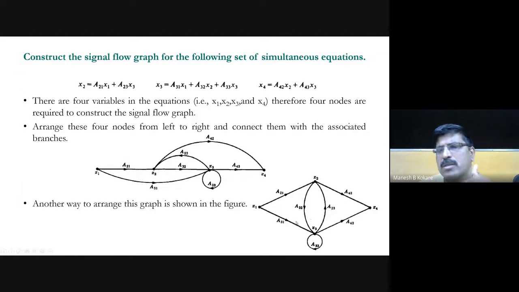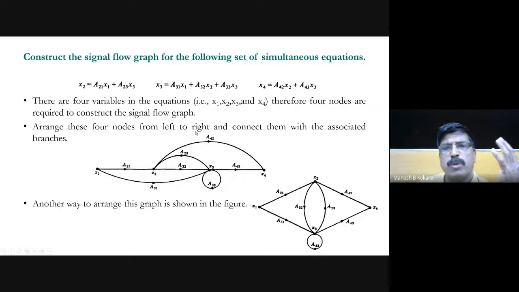Okay, you can also draw in this way. Other possibilities are there, but the overall transfer function will remain the same. So there are four variables in the equations: x1, x2, x3, and x4. Therefore, four nodes are required to construct the signal flow graph. So x1, x2, x3, and x4.